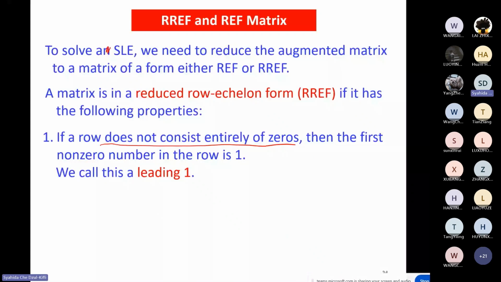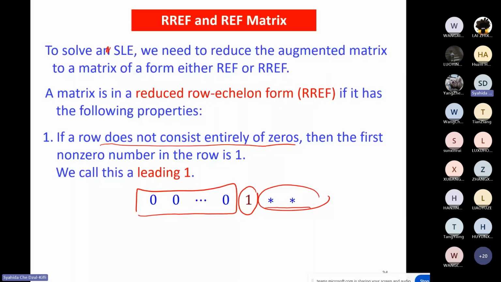This is a row. So this is the leading one. And we don't care what numbers come after the leading one, the stars. We don't mind what numbers are after the one. But the numbers before the 1 must be 0.